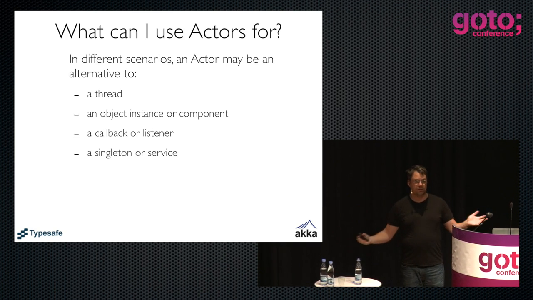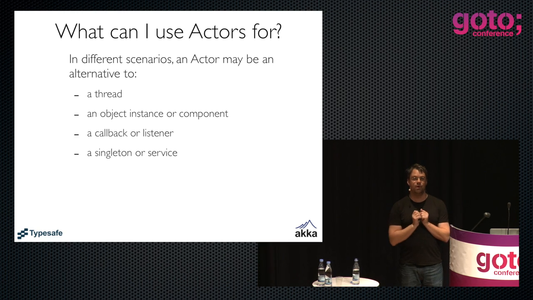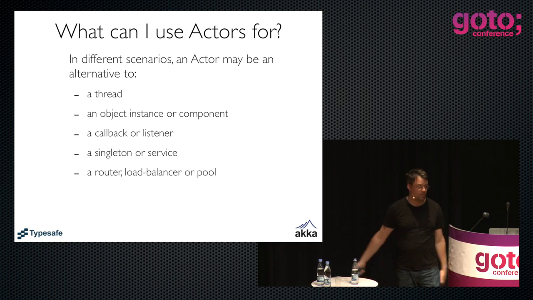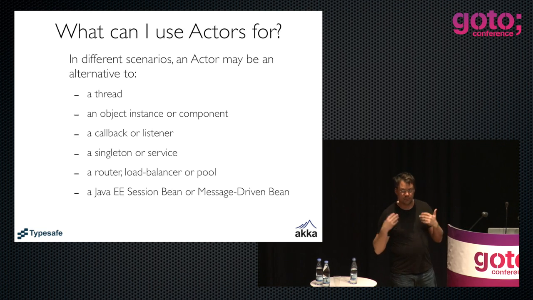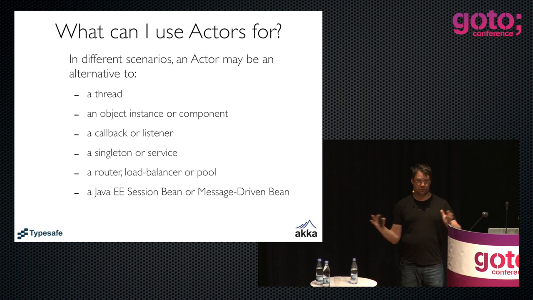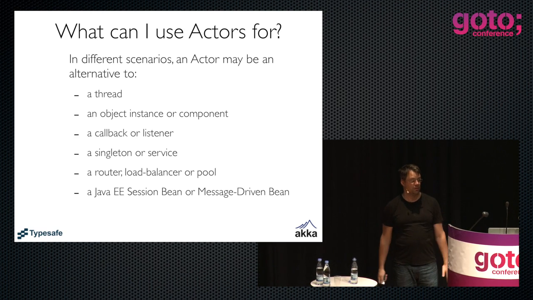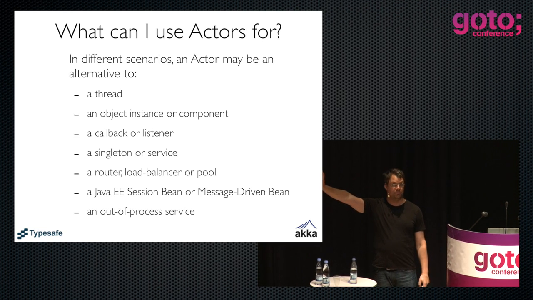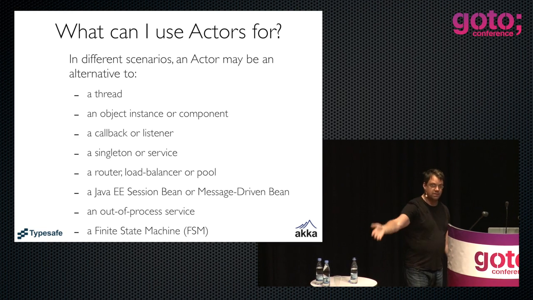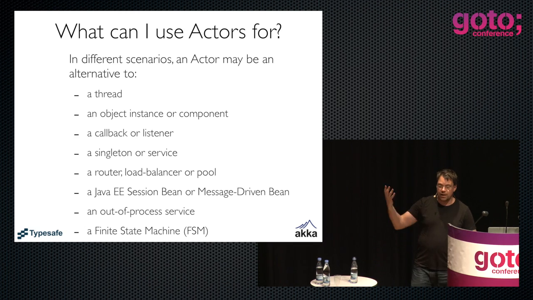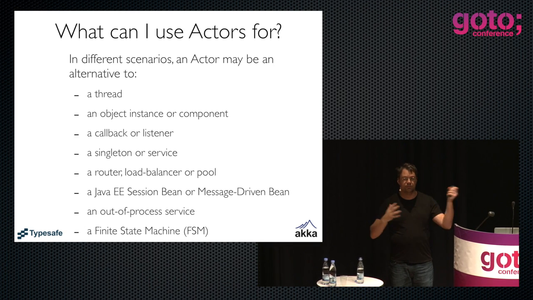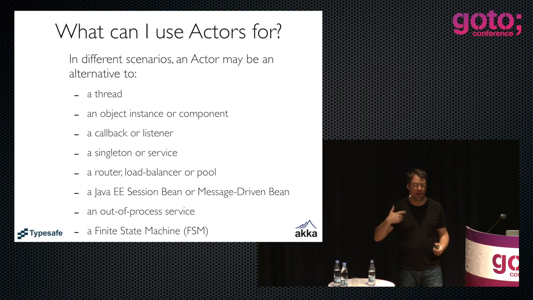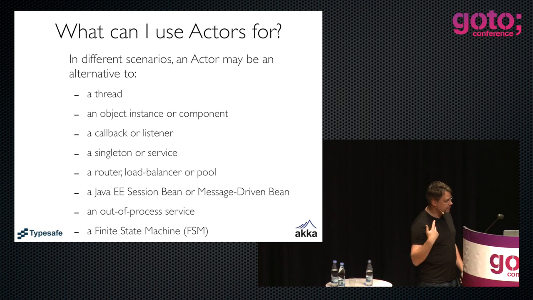Instead of being just a single actor, it can represent a router, working as a load balancer or a pool. It can be very much like message-driven beans, even though that's constraining the model quite a lot. And it can represent an out-of-process service, like mocking out something like that. It can be a state machine, as we will see. So actors are a really different beast, right? It can be many of the things that we know. So it takes a while to wrap your head around what an actor really is.